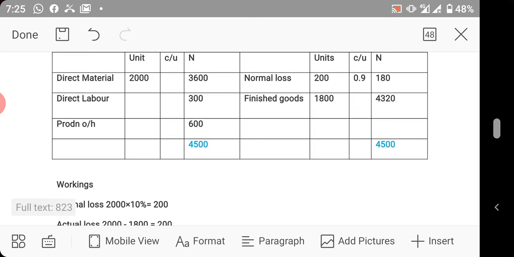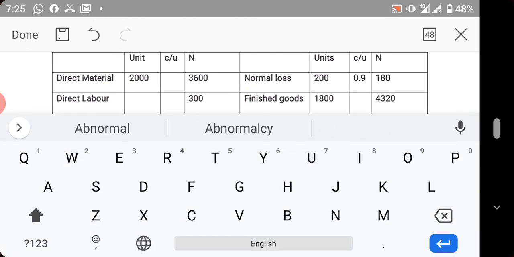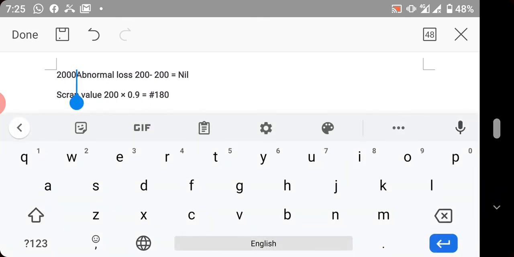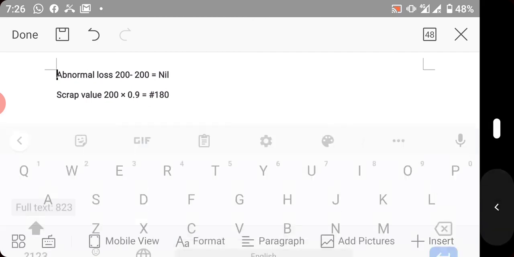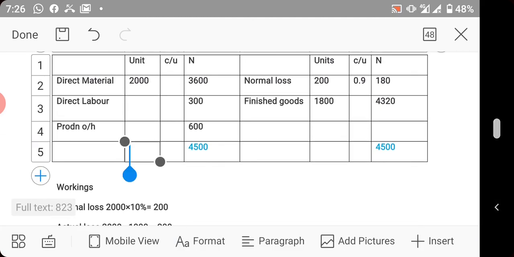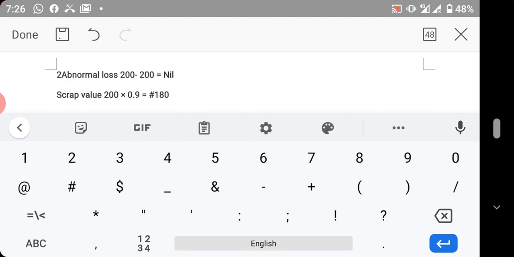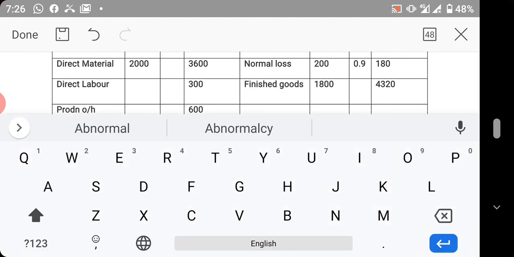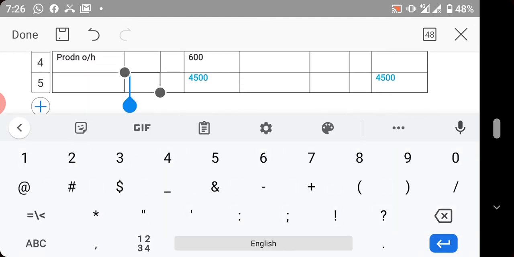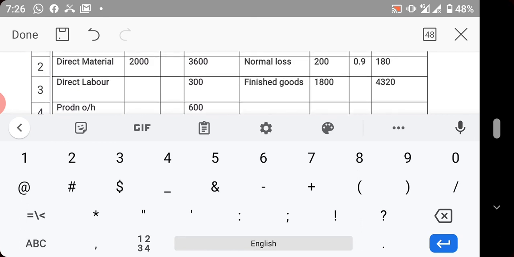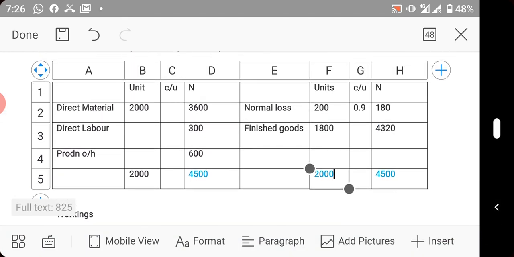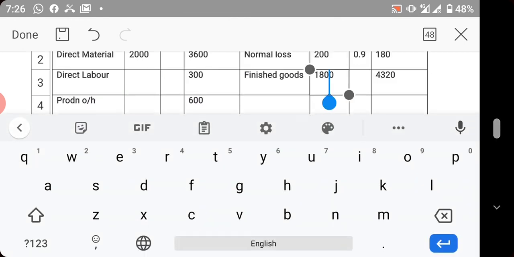So finished goods is 1800 as usual. So the total will now be 2000, which is 2000 if you add all this. So here too will be 2000. So since normal loss is 200, take away 200 from 2000, you have finished goods to be 1800.